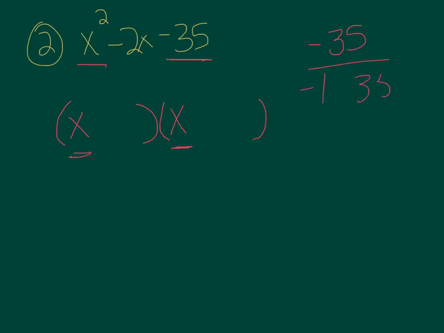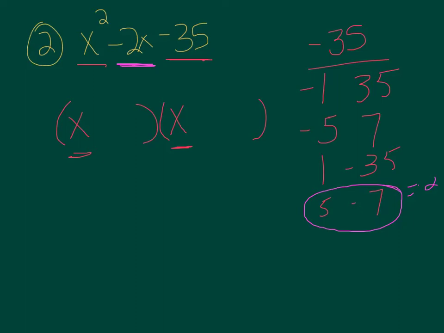Negative 1 and 35, negative 5 and 7, and then, of course, the opposite: 1 and negative 35, 5 and negative 7. Now my middle term here is a negative 2. So I am going to guess this one, because when I take 5 and negative 7, I get negative 2. So I'm going to guess them.